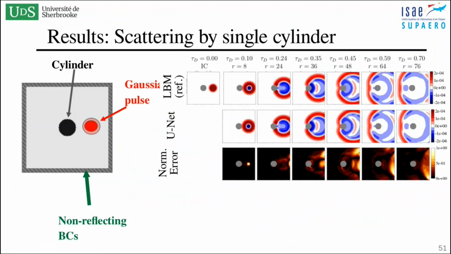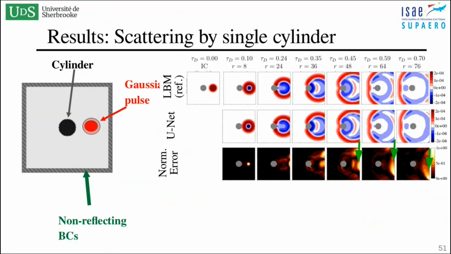Then, evaluating the results for this case, the first test case is a very similar one to the training database. So it's just a cylinder located in the middle of the domain, and we set a Gaussian pulse to the right of it. We show, again, the lattice-Boltzmann reference on the top row, the U-Net prediction on the second row, and the normalized error. So it's normalized by the maximum at each time step, so that's why it goes to 1. And you can see how the error is distributed in space for different time predictions.